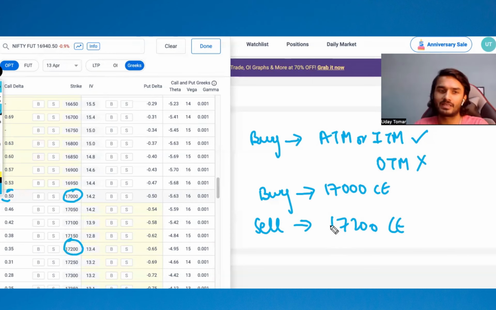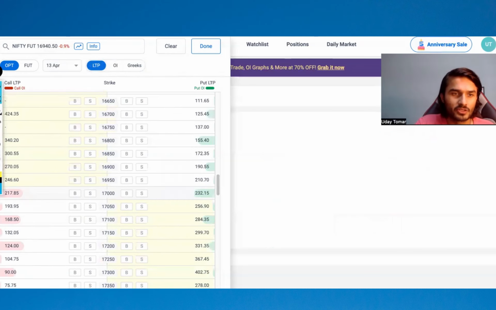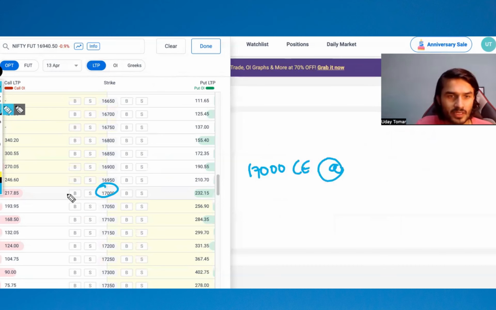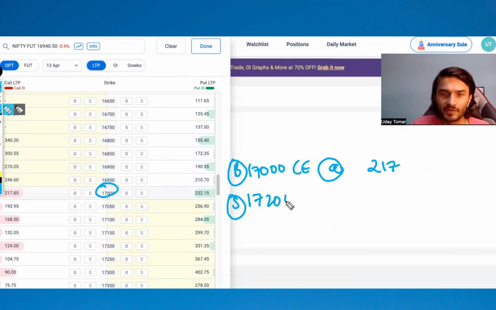So I take that as an option, or at least give 3 strikes gap and then sell that option. Because what are we doing here? So let's see what we are doing here. The main aim is that when we buy this option, let's say we buy the 17,000 call option at 217. But against that, to bring down the cost, we are selling the 17,200 call option. How much is it? 17,200 is trading at 124.